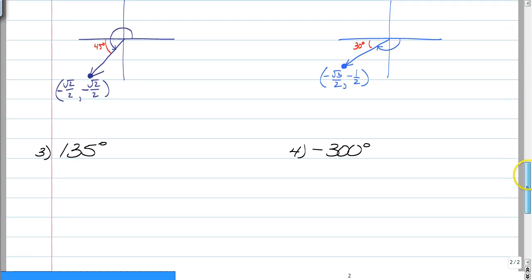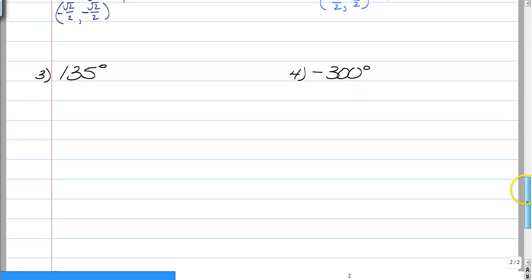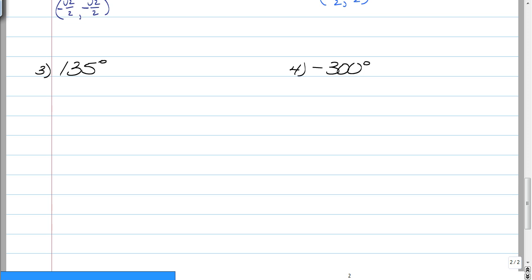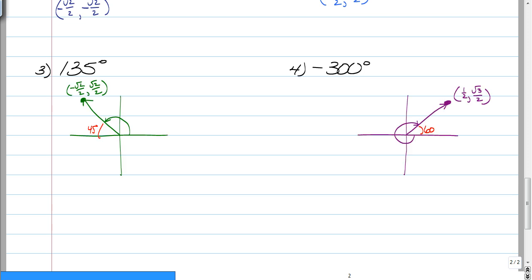All right, so there are 2 more examples. I'm going to let you try both of them, and we'll see how you do. So here you go. For number 3, you should have negative √2/2, comma, √2/2. And for number 4, you should have 1/2, comma, √3/2.